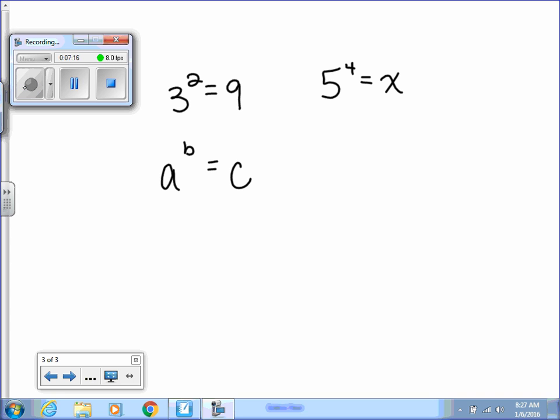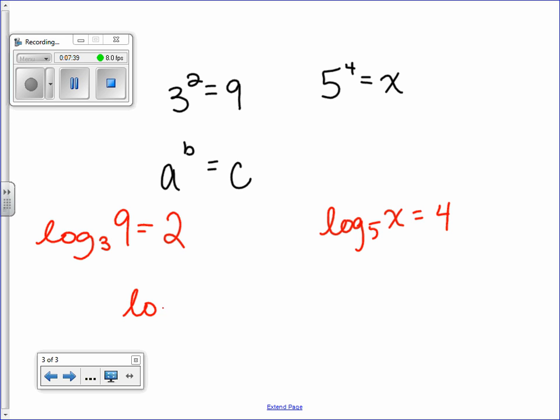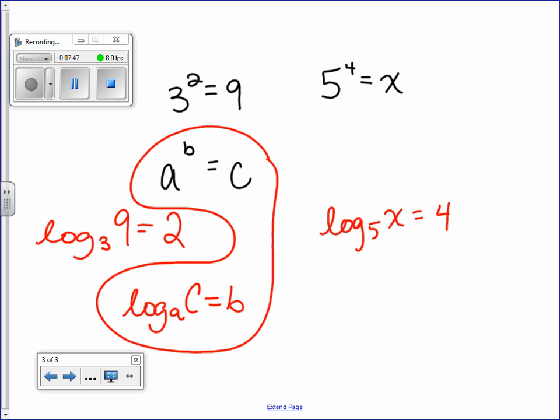Okay, so I'm going to write log base 3 of 9 equals 2. Okay. What's the base here? So log base 5 of x equals 4. Fantastic. How about this one? What's the base? A. Alright, so log base A of C equals B. You might want to keep these two together, like star them, because that will tell you where to put stuff when you're having to move it around.